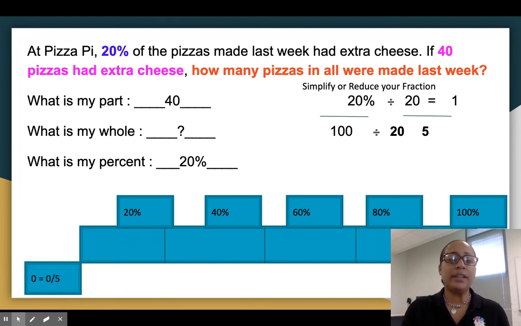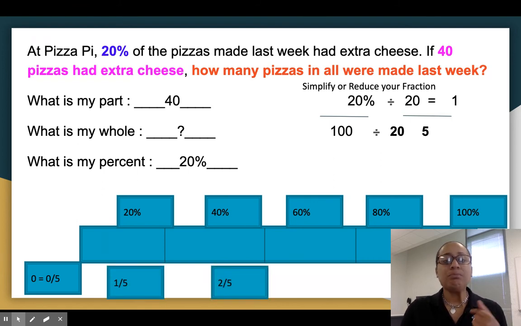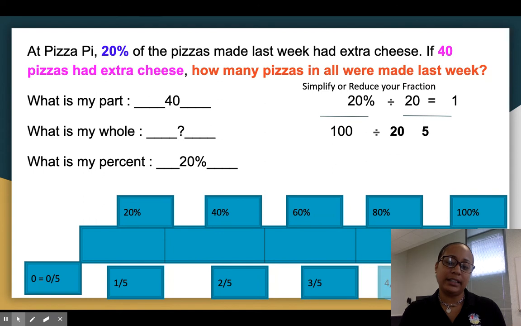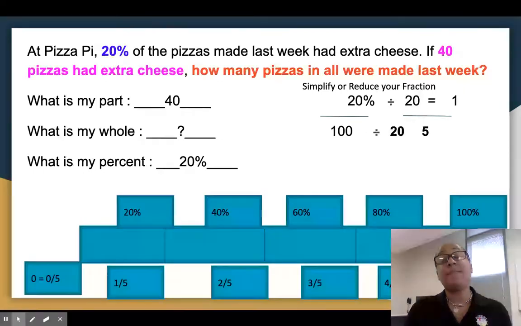I have 0/5, which is equal to 0. Then I have 1/5, which is equivalent to 20%. 2/5, which is equivalent to 40%. 3/5, which is equivalent to 60%. And 4/5, which is equivalent to 80%. And then I have 5 out of 5, which equals 1 whole, which is equivalent to 100%.